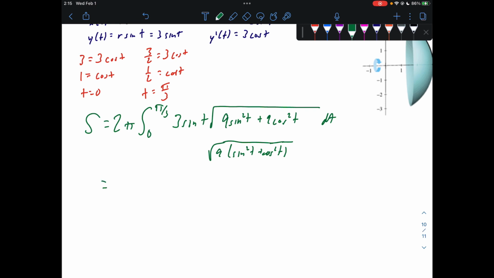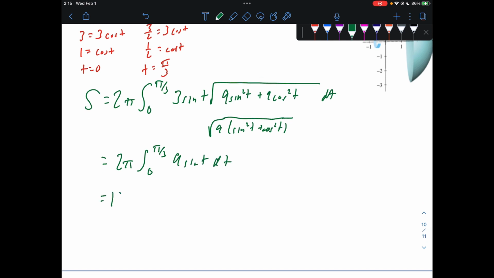So now I can rewrite this as 2 pi integral 0 to pi over 3. This is just 3, so it's 9 sine t dt, which I can go even further and do 18 pi, 0 to pi over 3, integral of sine. Okay, and the integral of sine, we just know is negative cosine from 0 to pi over 3. We'll put pi over 3 into there. We should get 1/2, so it's negative 1/2.